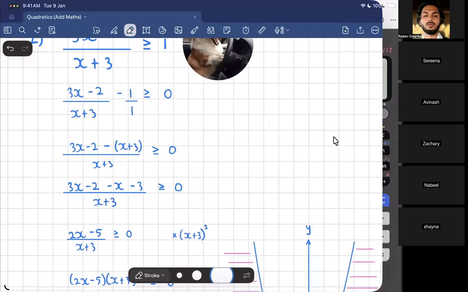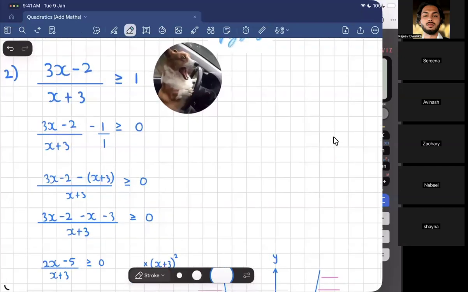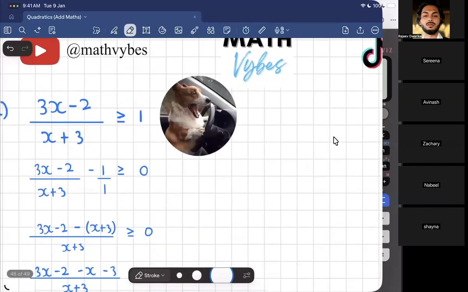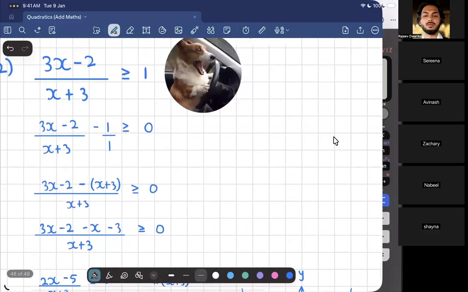Nabil, in this question, what gave you probably the most trouble was probably the LCM, I feel. I think it was the LCM. Well, let me show you an easier way to work with that. You were alright with moving across the 1. Watch this. I could write 3x minus 2 all over x plus 3.